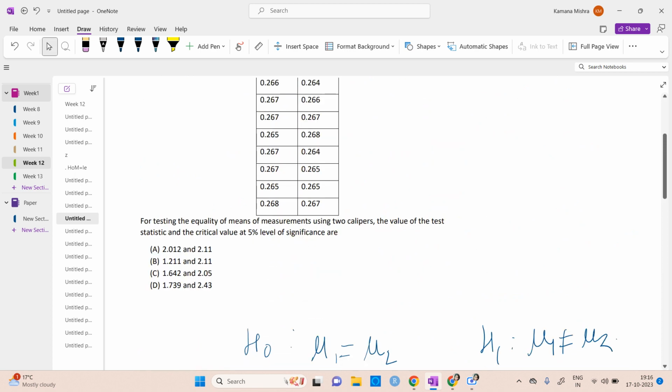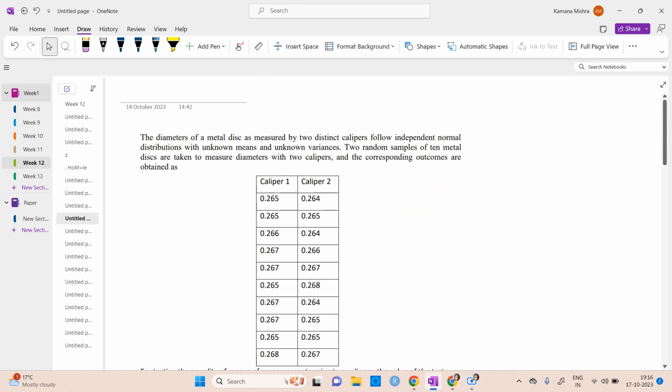Is it clear? Hoping that it is clear. Yes or no?